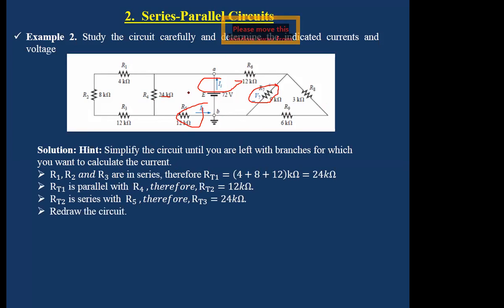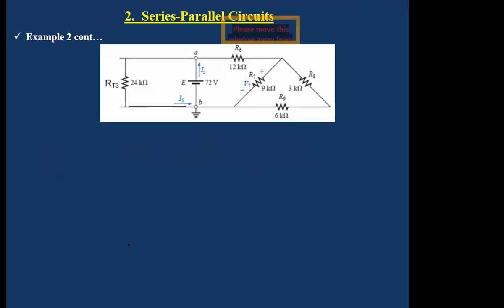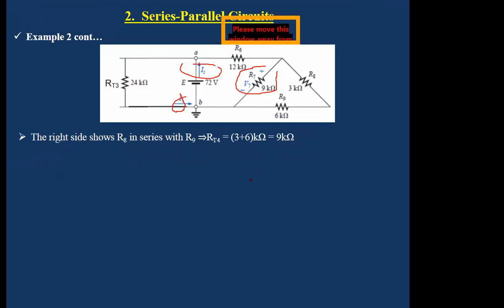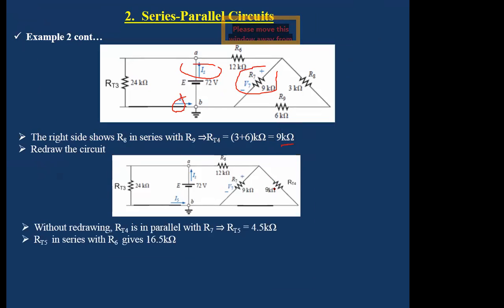So the left side of the source is now 24 ohms total. You redraw the circuit with that. Then after that, you go to the right. Remember, I said our branches of interest are this, that, and that. So what it means is we can combine R8 and R6 so that we get our 9 ohms there, right? You draw the circuit, you have a 9 ohm there, right?